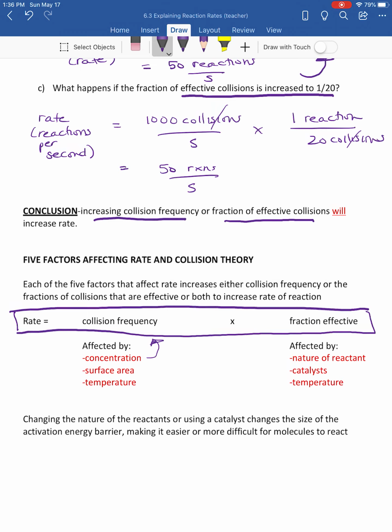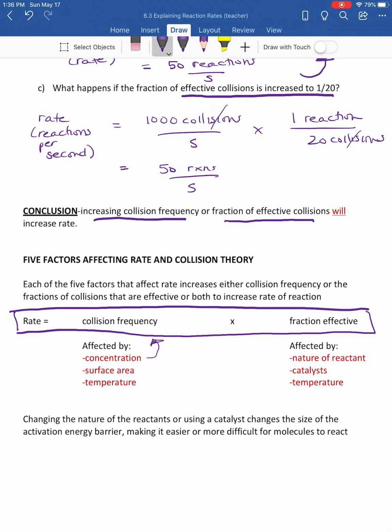Okay. The second one, the fraction of effective collisions, is affected by the nature of the reactant. So when we talk about the nature of the reactant, we're saying, what is it like? Is it a solid, liquid, or a gas? Does it have an active site? Does it make an ion? Things of that nature. So that's what nature of the reactant is. What are the chemical characteristics of that reactant?